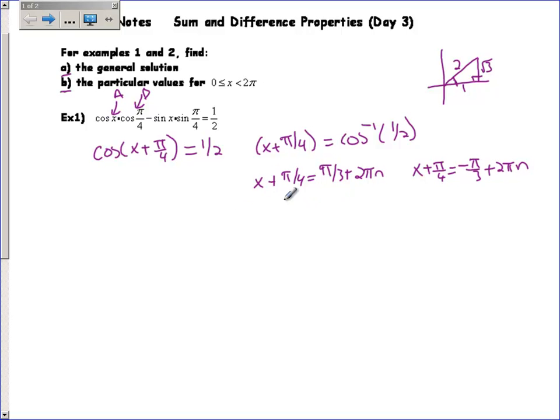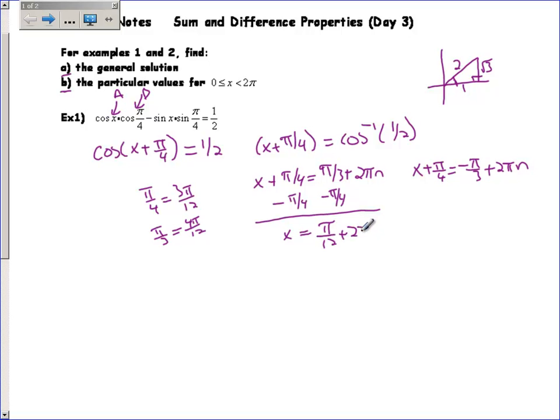Then all I have to do is subtract pi over 4 from both sides. So I'm going to think about that as over 12s. So pi over 4 is really going to be 3 pi over 12. And then pi over 3 is going to be 4 pi over 12. So when I subtract pi over 4 from both sides here, let's see what that's going to get us. So pi over 3 was 4 pi over 12 minus 3 pi over 12. Well, that's just 1 pi over 12, right?